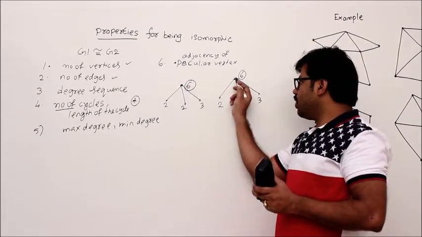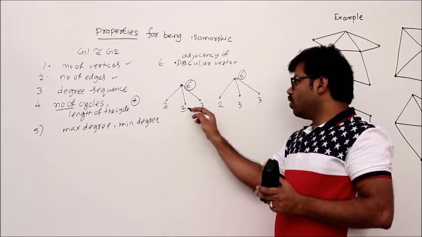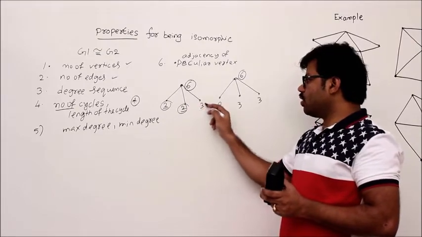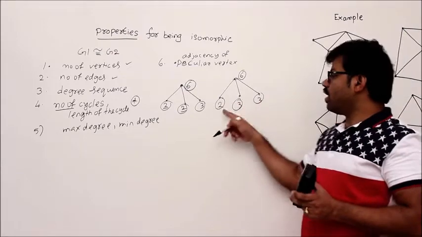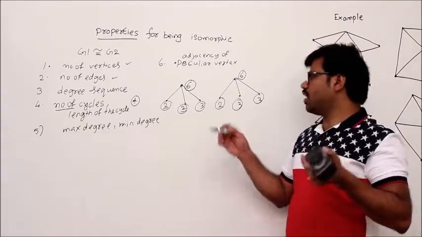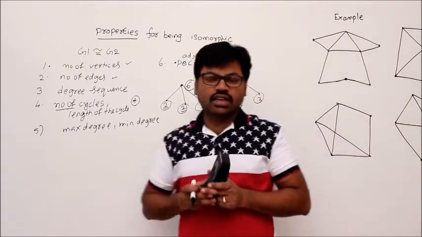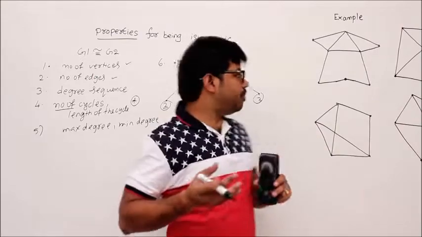If these two graphs were really the same, this vertex behavior should be the same. What is the behavior of this vertex? It is connected to three vertices where one vertex has degree 2, another vertex degree 2, another vertex degree 3. But here it is connected to a degree 2 vertex and degree 3, degree 3. How can they be the same, right? They are not equal. In that way we can check. Understand? Now we'll see some examples of isomorphic graphs.